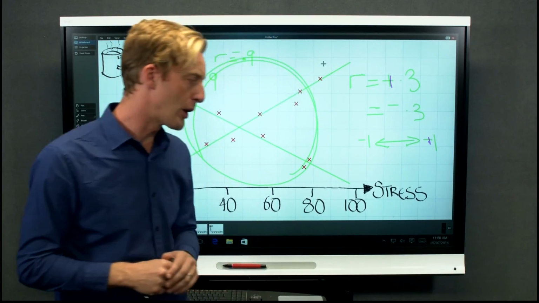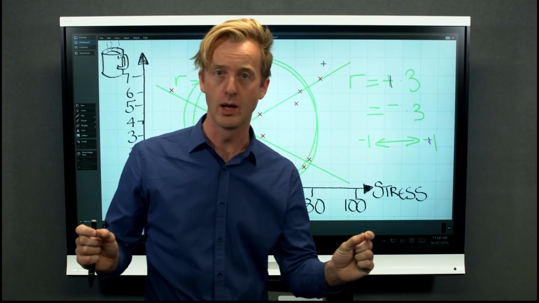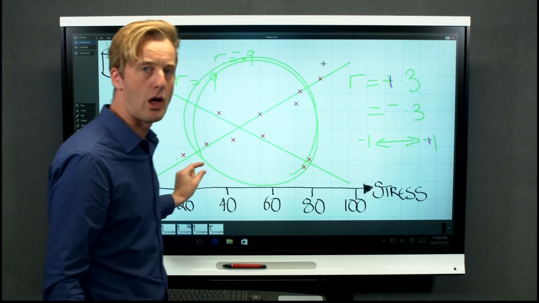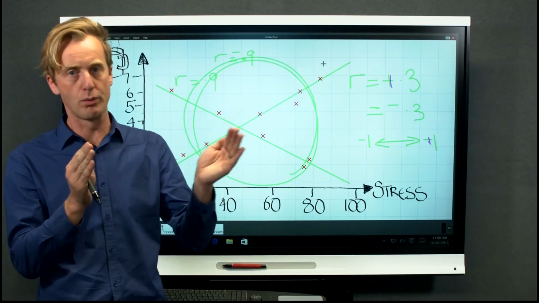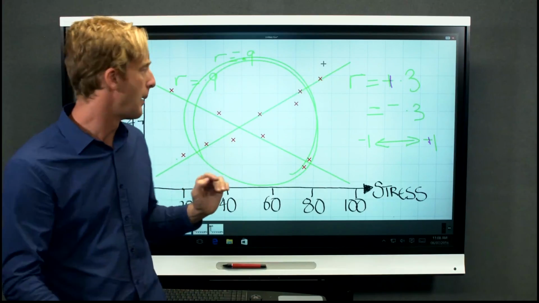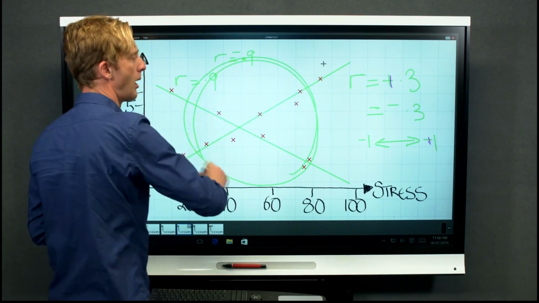And the final thing is that R, the closer it is to either positive 1 or negative 1, the stronger the relationship is, the closer it fits to that line. Whereas the closer it is to 0, so negative 0.004, positive 0.0, whatever, the less perfect it is, so the more rounded it is.